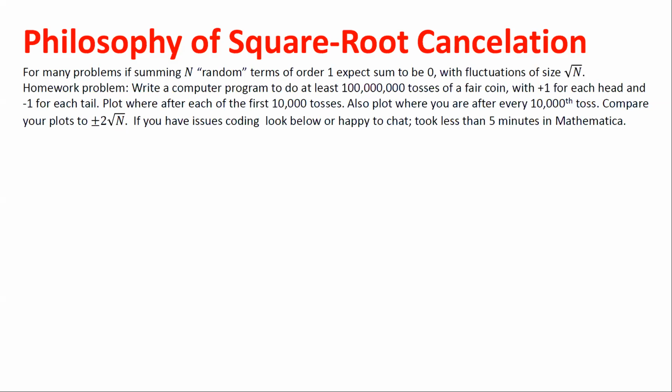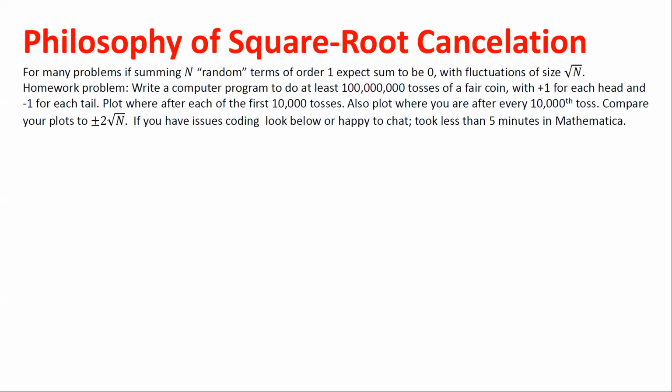So for many problems, imagine you have n random terms and each term is of size 1. So if each term is of size 1 and they're completely random in phase, say plus or minus 1, or more generally e to the i theta, you might expect the sum to be 0. And the central limit theorem often kicks in and says that the fluctuation should be of size square root of n.